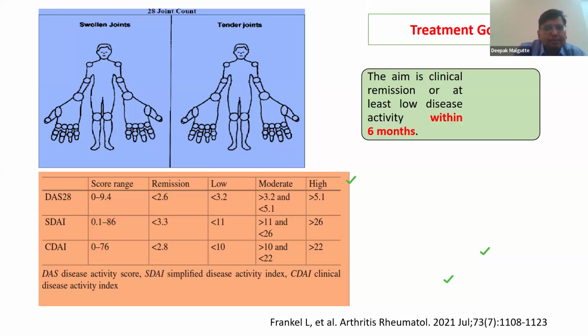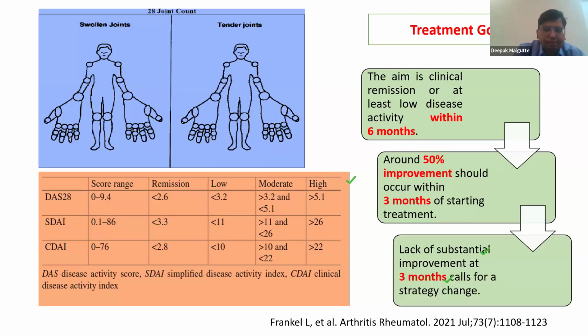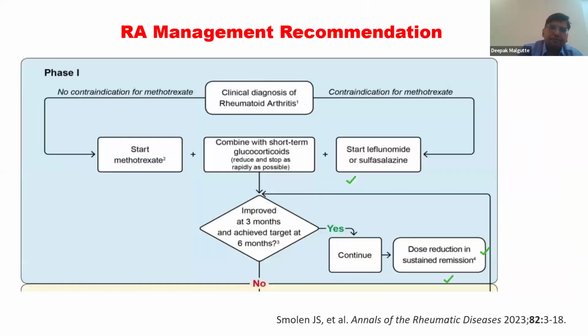And our treatment goal in this patient is to achieve remission or low disease activity in the first 6 months. For that, we should get at least 50% improvement in the first 3 months. And if we are not getting 50% improvement in the first 3 months, or remission or low disease activity in the next 6 months, then we should consider either adding a therapy or changing the therapy.